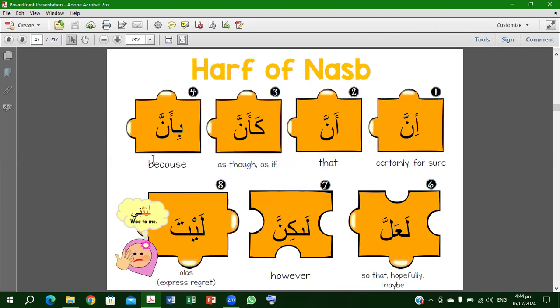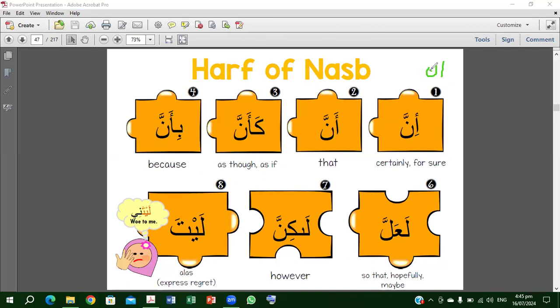So there are 8 harf of nasab. Okay. Inna, anna. Inna means certainly. For example, you say Inna Allah. Certainly Allah Subhanahu wa Ta'ala. It can never be Inna Allahu or Inna Allahi. No, it can never be that, it is Inna Allah. So let me write it also for you. So I'm writing Inna Allah. Okay.